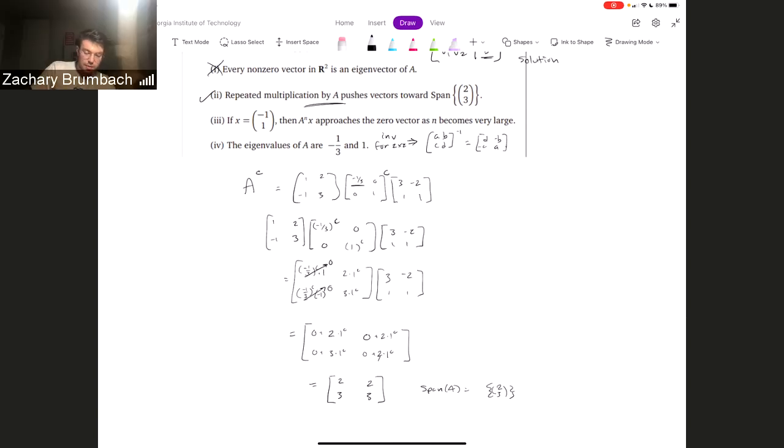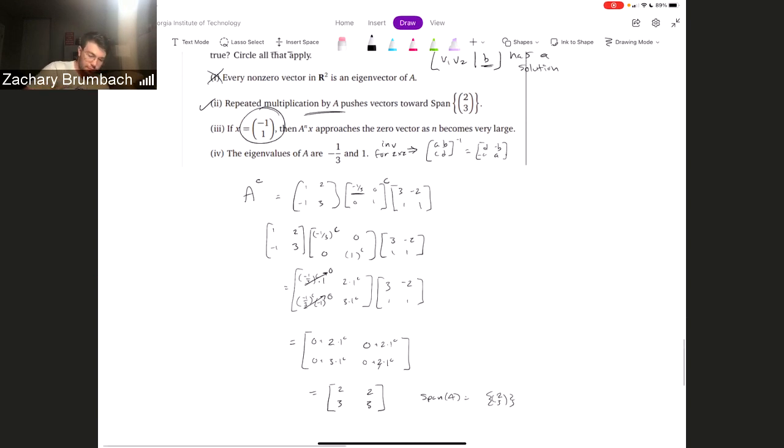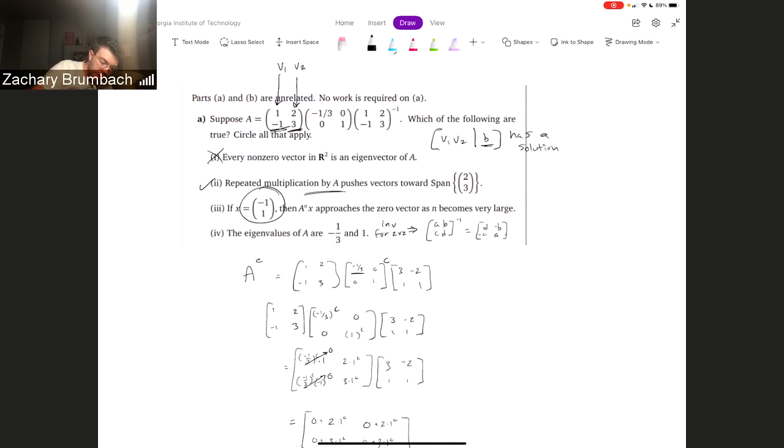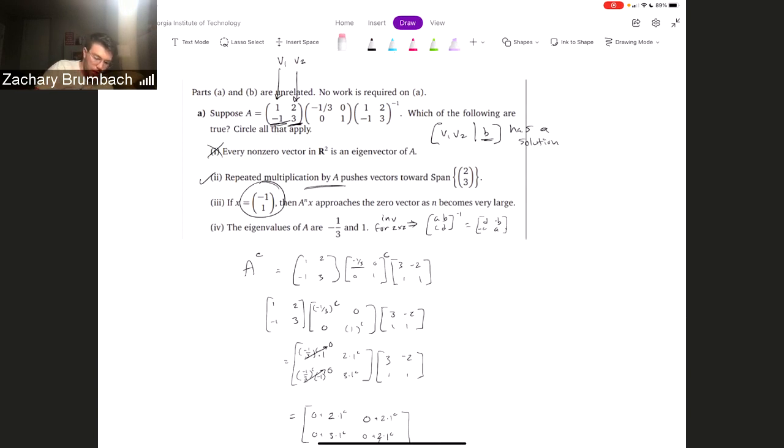Question 3 is extremely similar. If a equals negative 1, 1, then A^n of x approaches the 0 vector as n becomes really large. What do you notice about this vector? It is almost identical to this by a scalar, right? So it exists on that same span, so it is still considered an eigenvector, right?